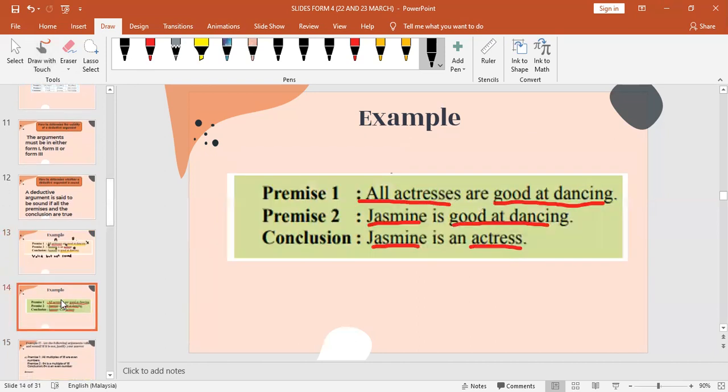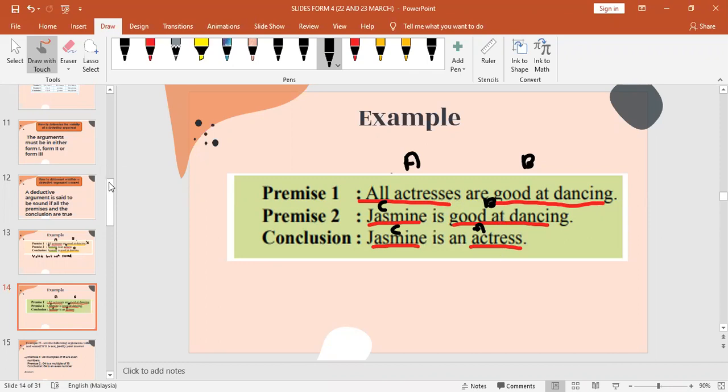For this example, all actresses are good at dancing. Okay, actresses is A, good at dancing is B, Jasmine is C, good at dancing is B. Jasmine is C, actress is A. Is it valid? Yes. All A is B, C is B, C is A.